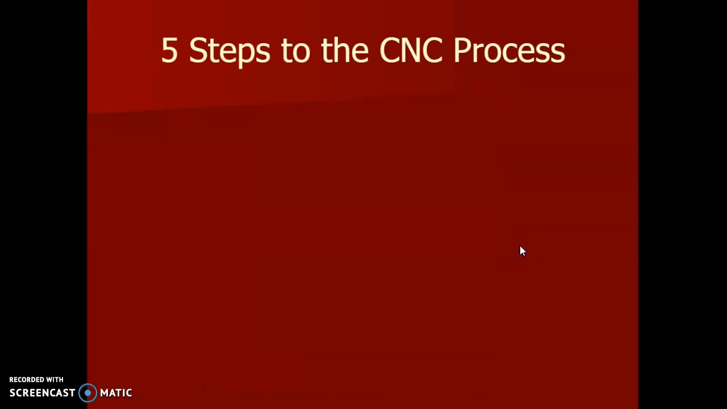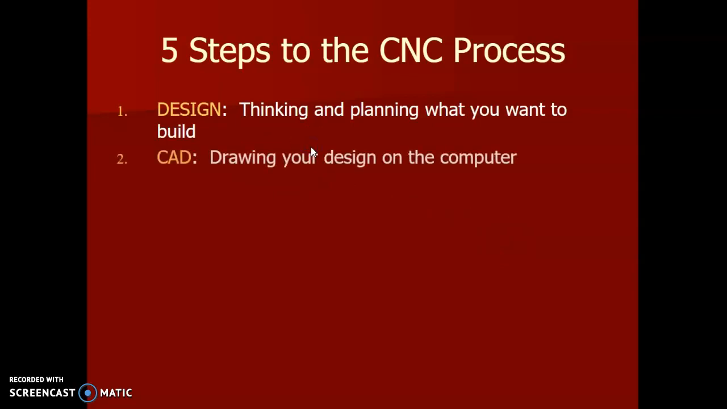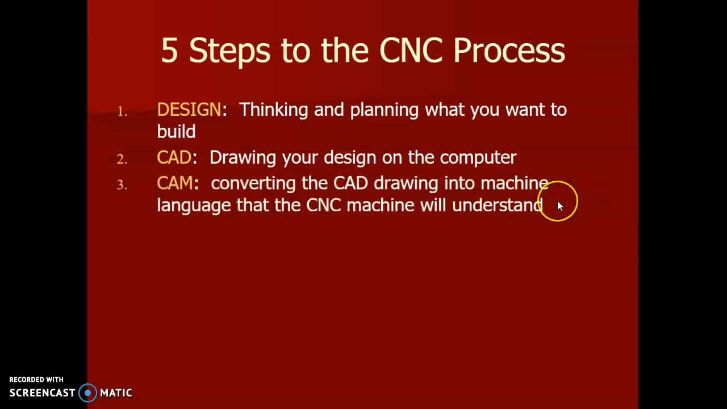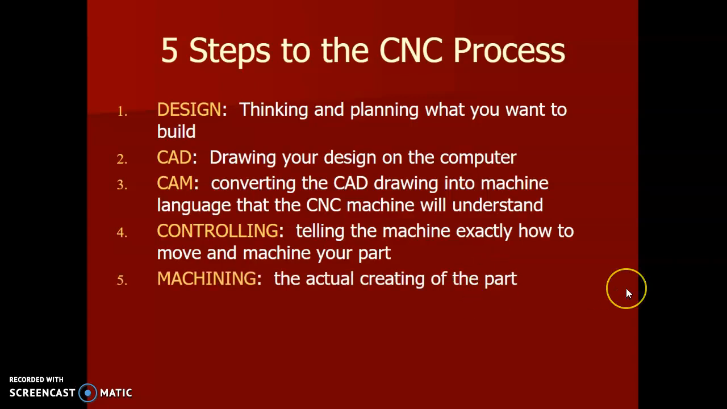So there are 5 basic general steps to the CNC process. The first one is what we know as design. That's thinking and planning what you want to build. The second one is CAD, which we'll learn in a minute, stands for Computer-Aided Design. That's drawing your design on the computer. The third thing is CAM, or Computer-Aided Manufacturing. That's converting the CAD drawing into a machine language that the CNC machine will understand. Controlling, that's number 4. It's telling the machine exactly how to move and to machine your part. And then finally is the actual act of machining, which is how the part is created.